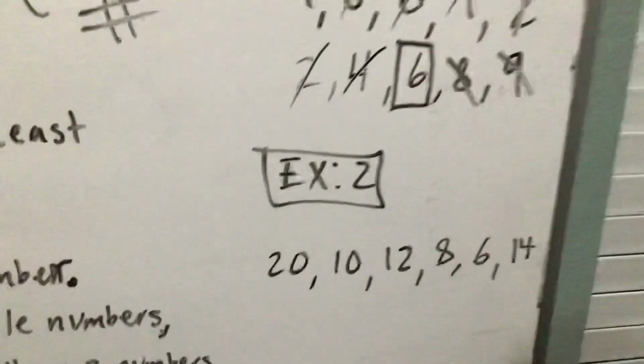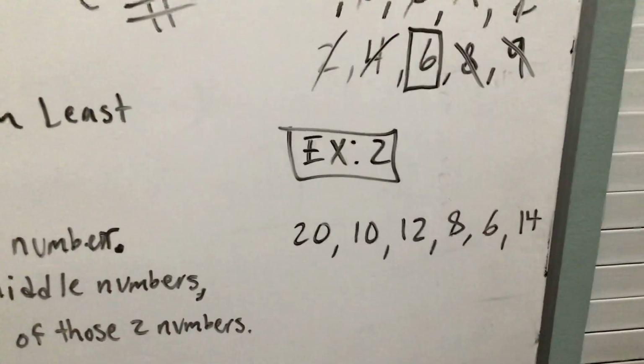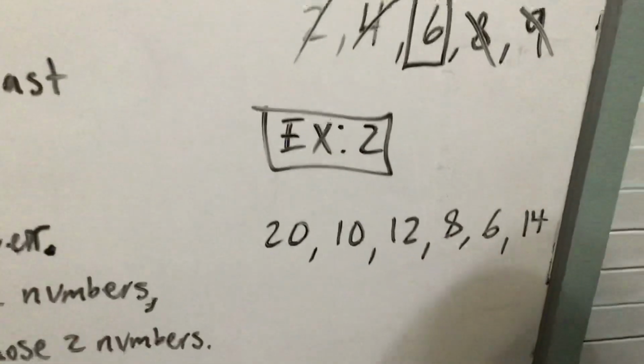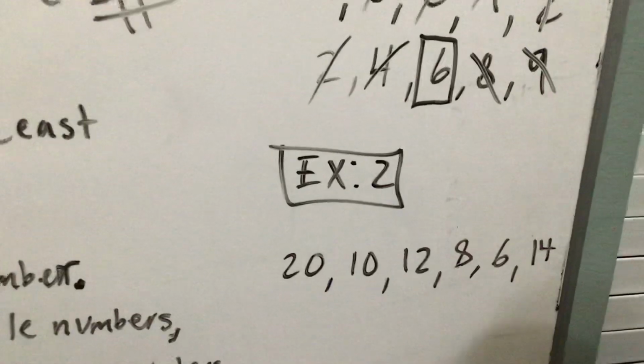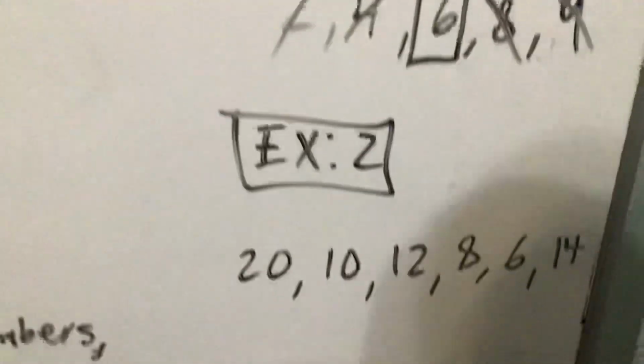Now, example number 2, it's different. As you can see, 1, 2, 3, 4, 5, 6 numbers. So this is an even set of numbers, so it's going to be a little different than number 1. But again, step number 1, we must order those numbers from least to greatest. So we are going to do that.